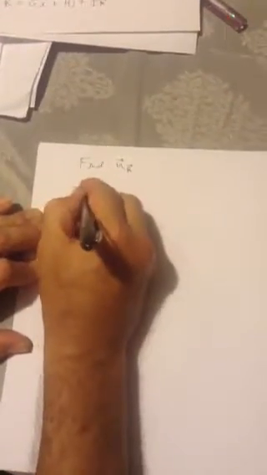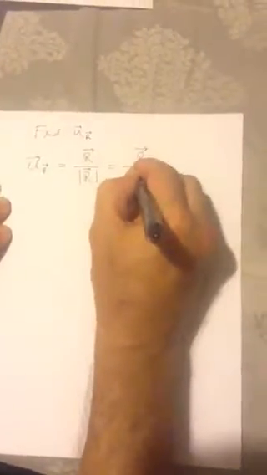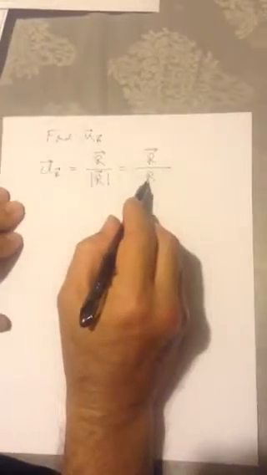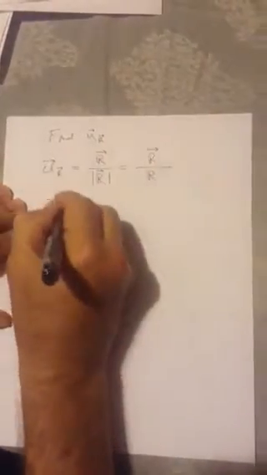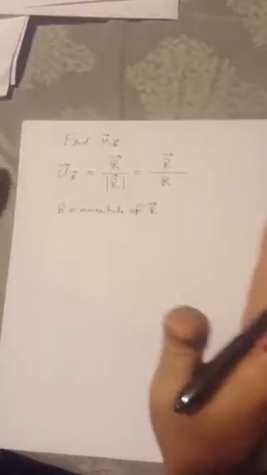Now we need to find a unit vector along vector R. And the unit vector along vector R is simply given by the vector R itself divided by the magnitude of vector R, or more simply, vector R divided by R. The R without an arrow means the magnitude of vector R. The magnitude means its length.